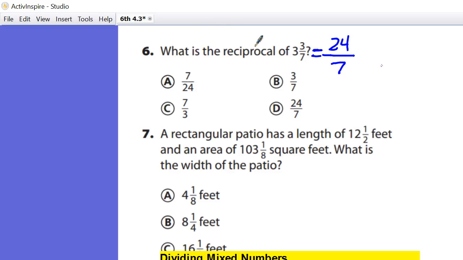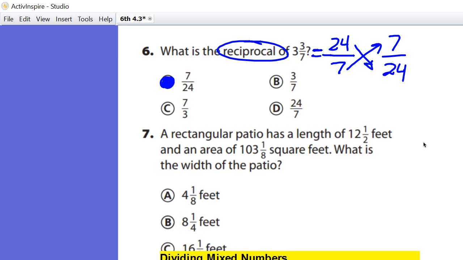Now, a lot of kids want to then go select D, because D is one of the options. But don't forget what reciprocal means. Reciprocal means that after you convert it to an improper fraction, you then invert the numerator and the denominator. So the answer to this question is actually A, 7/24. So again, 3 and 3/7 is equal to 24/7. But the question asks you about the reciprocal. The reciprocal of 24/7 is 7/24.